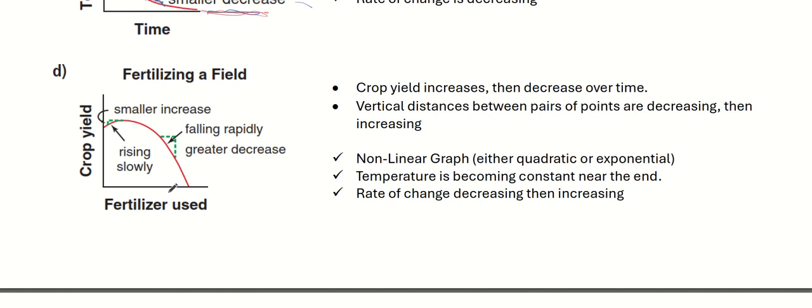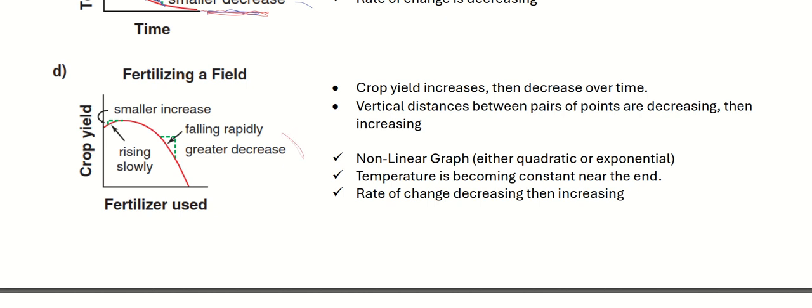If you have a garden and you use fertilizer, you get some great change with a certain amount of fertilizer, but too much fertilizer is bad. Too much of anything is bad. So the crop increases initially, but then decreases over time. The vertical distance between pairs of points, meaning if you had two points from here to there, the pairs of points are decreasing and then increasing. So it becomes more steep here.